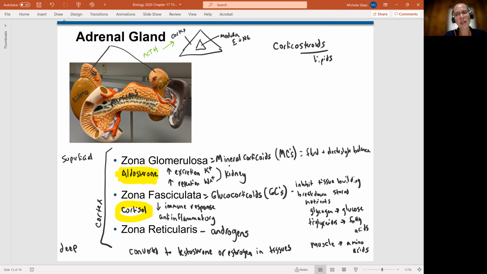So the adrenal cortex, we're going to see, is very involved in our stress response. So let's talk about the stress response next.